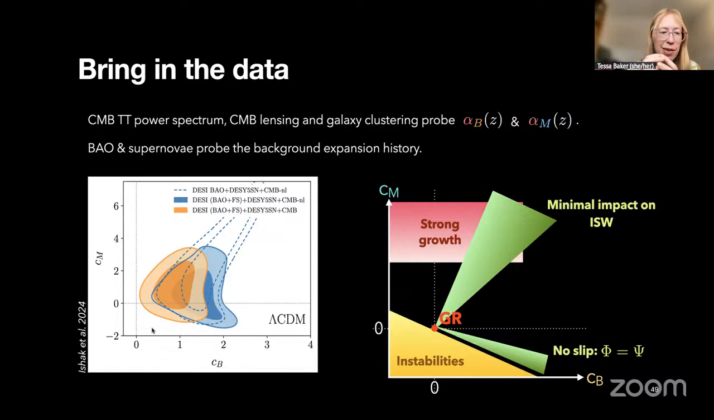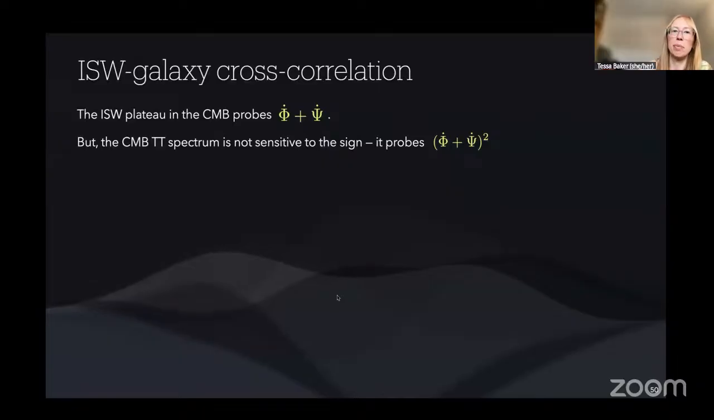It's too early to tell, and I'm sure there will be a further analysis from DESI down the road. But I'm going to try and explain why I don't think we should get too excited about that constraint right now. Because there is another piece of information that hasn't been folded into this analysis right now. And that is something called the ISW galaxy cross correlation. So we talked about the ISW plateau of the CMB a few minutes ago, and we said it probes the sum of the time derivatives of those metric potentials.